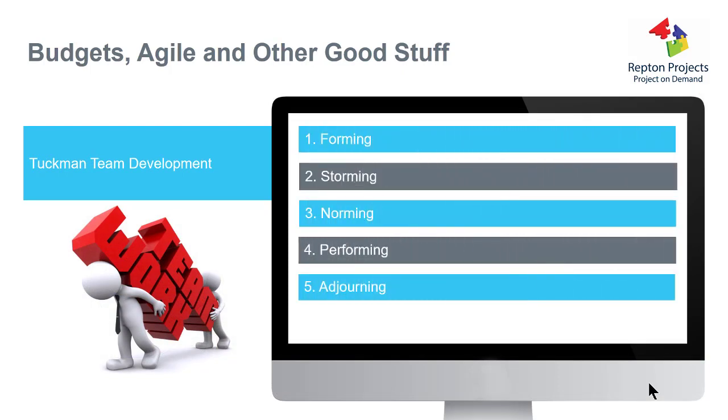So, a little bit about team development. The Tuckman model has been around for quite a while, but it's quite useful to think in terms of project teams, because clearly as a project we build a team quite quickly to deliver a piece of work and then we disband again. So the model has 5 stages: forming, storming, norming, performing and adjourning.